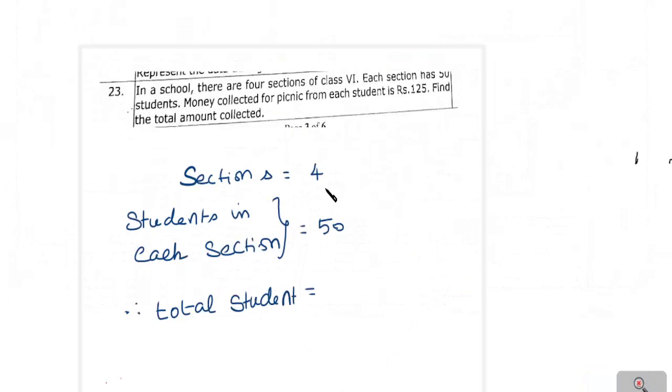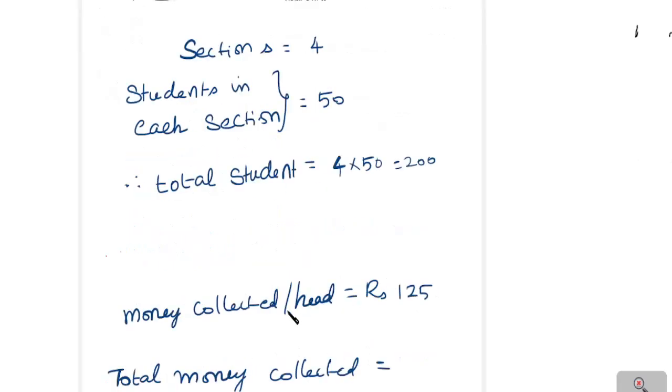Total sections are 4, students in each section are 50, so the total student count is 4 into 50, which is 200. The money collected per head is rupees 125. To find the total money collected, we multiply the per head amount by the total students. So total money collected is 125 into 200.